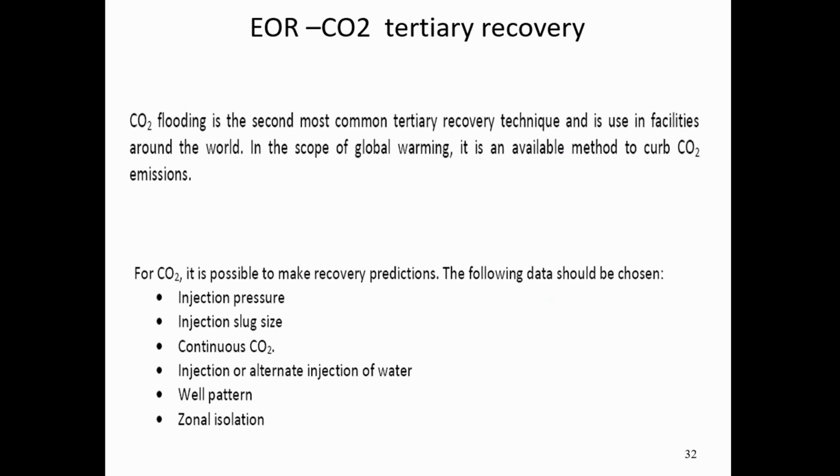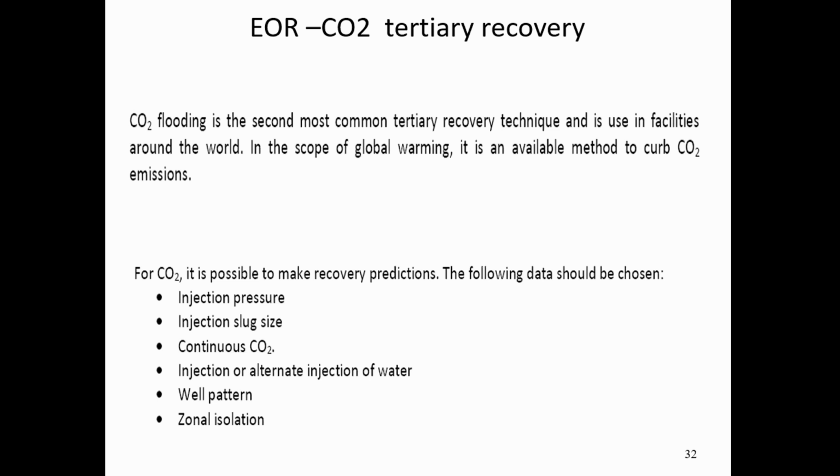How much CO2 can I inject in my reservoir? Up to you. But I give you a rule of thumb. They say if you inject 1 ton, 1,000 kilogram of CO2, you will be able to produce 5 barrels of oil. So 1 to 5. Is that good? Very good. Very, very good.